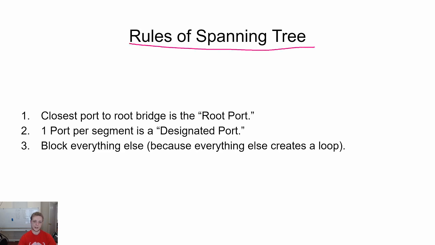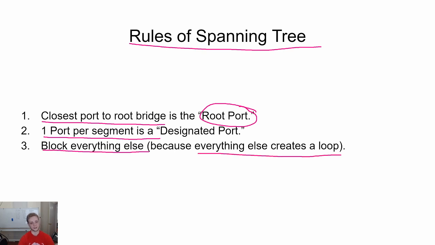So here are some rules of spanning tree. The closest port to the root bridge is the root port. Remember that one port is always a designated port on each segment. So one side is always designated. It doesn't matter if the other side is root, blocked, whatever. One is going to be designated, and everything else is going to be blocked because everything else creates a loop.